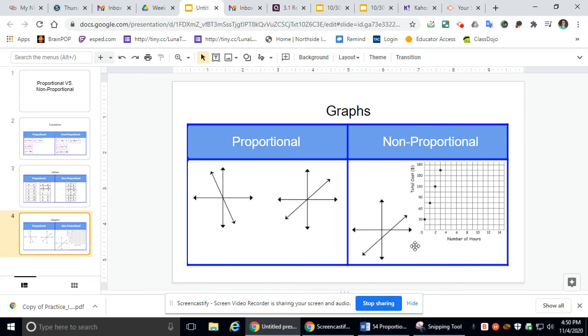So let's talk about non-proportional. That means it does not go through the origin. So when you take a look at this graph right here, you can see that it does not go through the origin. In fact, its y-intercept is negative. Okay, take a look at this one. When you look at this one, you can see that the first point is 0, 30, which means that it starts at 30, which means it will never go through 0, 0. So this is a non-proportional graph as well.